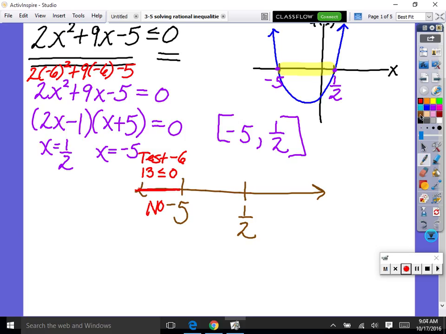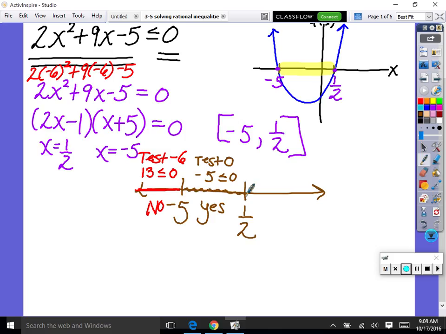Let's do another interval. So let's test values between negative 5 and 1/2. Any value will work. Let's use 0 because that's the easiest, right, everybody? Isn't 0 between negative 5 and 1/2, everybody? So now I'm testing 0. So plug in 0, we get negative 5. Is negative 5 less than or equal to 0? Yes. So do you see how we know for sure that this portion is in our solution?